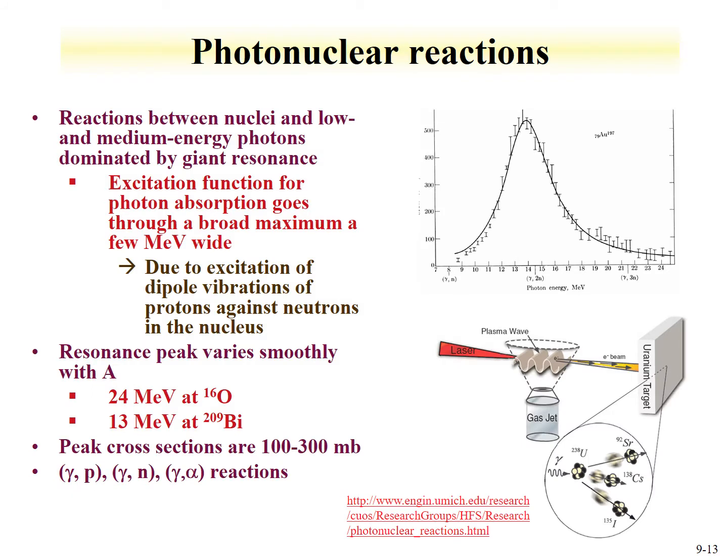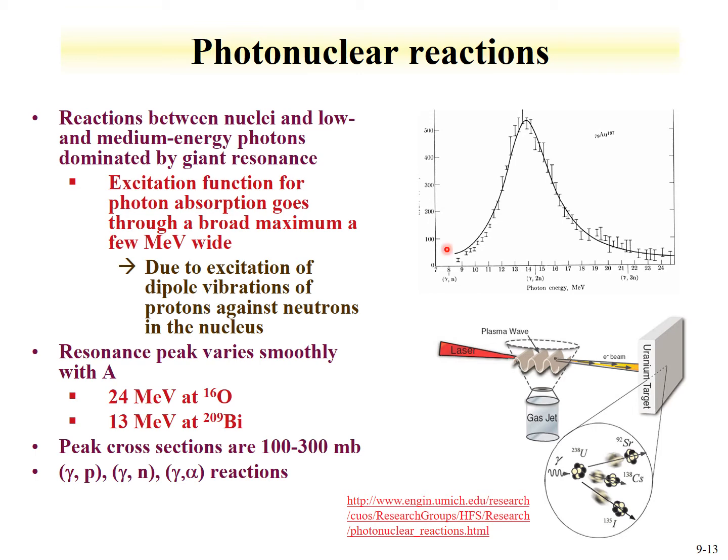Now, it's also possible to have nuclear reactions using photons. And these reactions between nuclei and low and medium energy photons are dominated by a giant resonance. These excitation functions for the photon absorption go through a pretty broad maximum, a few MeV wide, shown here for the reaction of photons on gold-197. This is due to the dipoles that can set up within the nucleus between protons. One thing about the value here is that it's in millibarns. So photon reactions tend to have cross sections on the order of 500 millibarns.